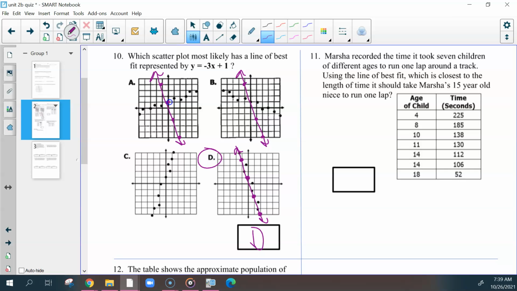Questions on that? All the other questions were: put it in your calculator, get the line of best fit, and either use the information they gave you to find an answer or just write the equation. So for 11, they wanted you to find the line of best fit.